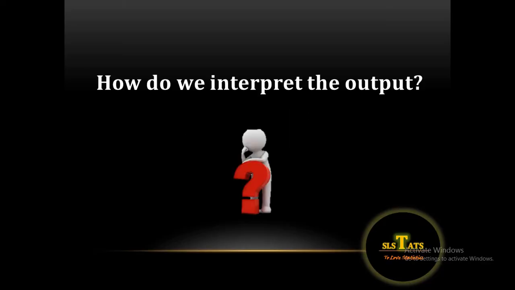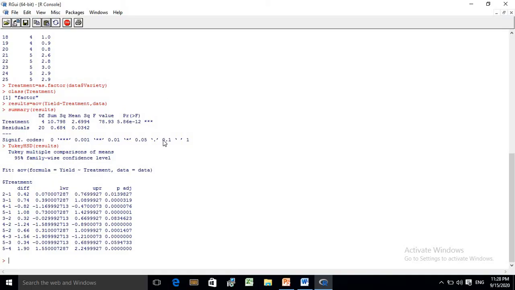Third step. How do we interpret the output? This is the output of the analysis. When you look at the ANOVA table, the p-value for the treatment is less than 0.05. Therefore, we can say that there is a significant difference among 5 tomato varieties. In order to identify which treatment is significantly different, we have run Tukey's test. This is the pairwise comparison for each treatment. Here you should look at this column. This is the p-value or the probability value.